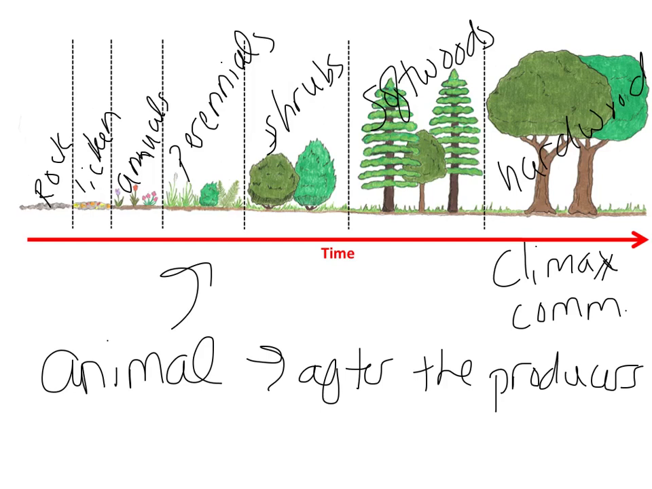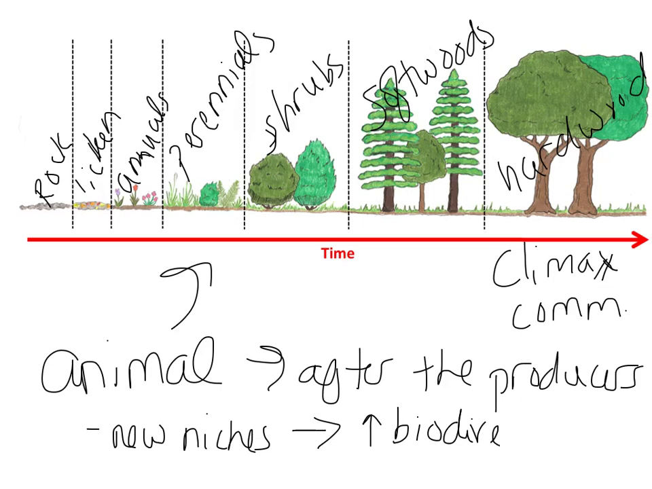As the plant community grows, we develop new niches for the animals. There's new places for them to live. There's new food sources available to them, which in turn is going to increase what's called my biodiversity, the amount of species, the variety of the species that I have living in that particular area.